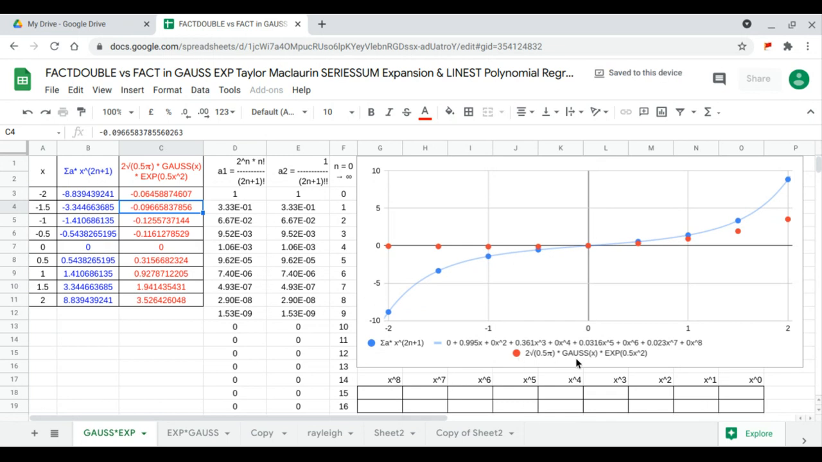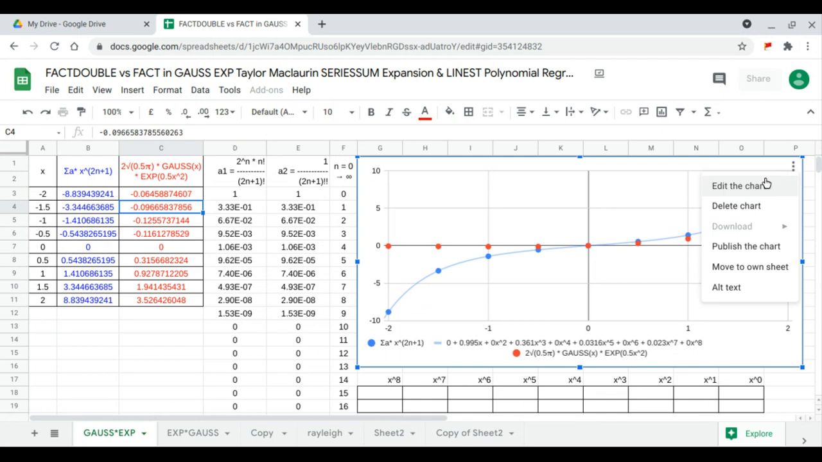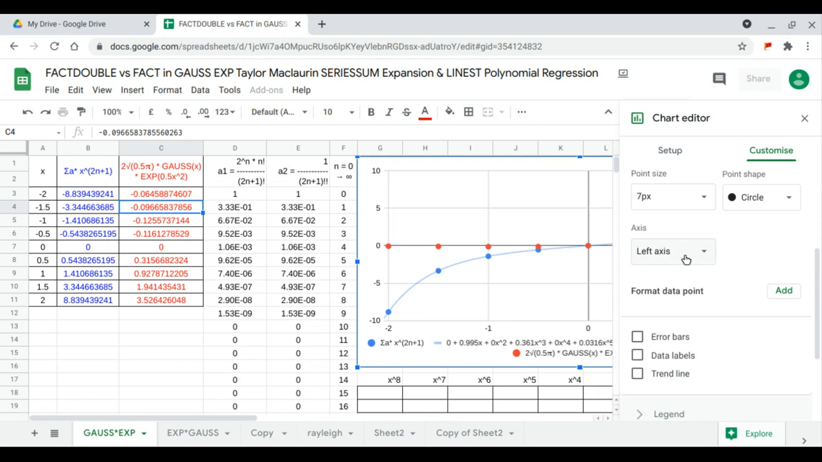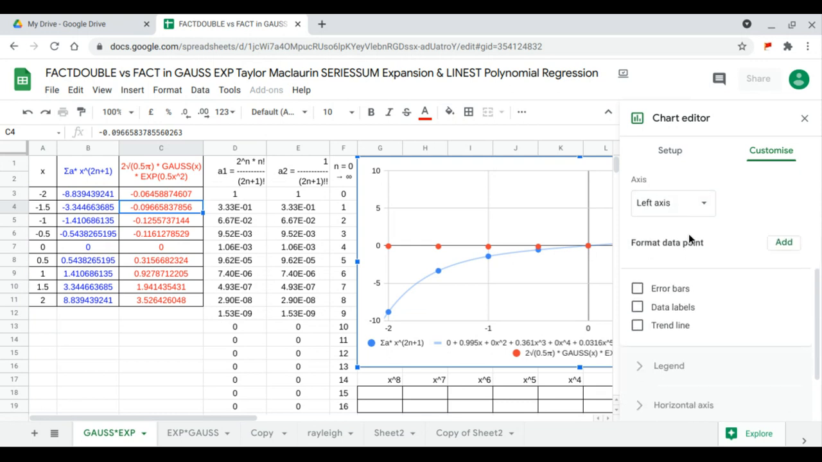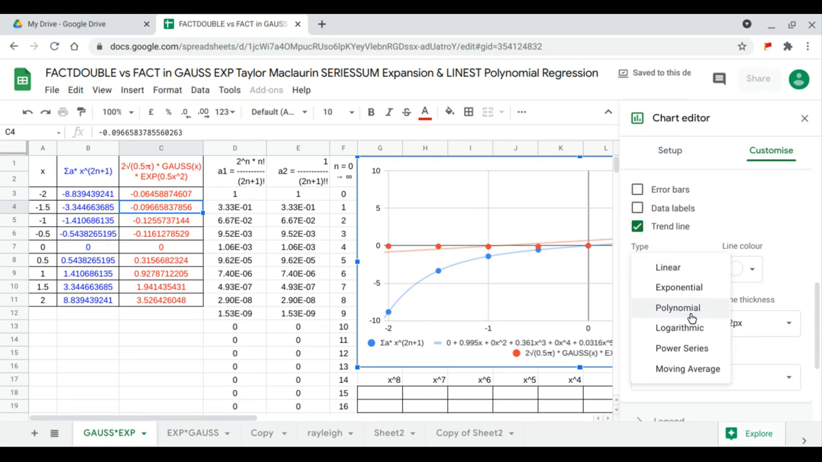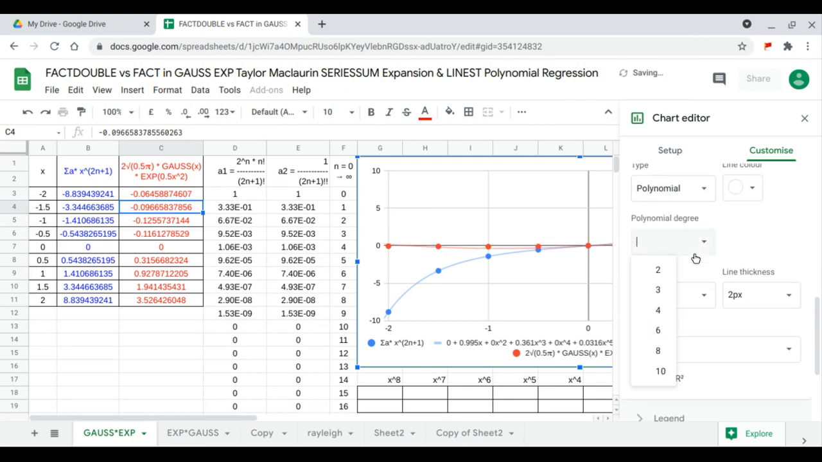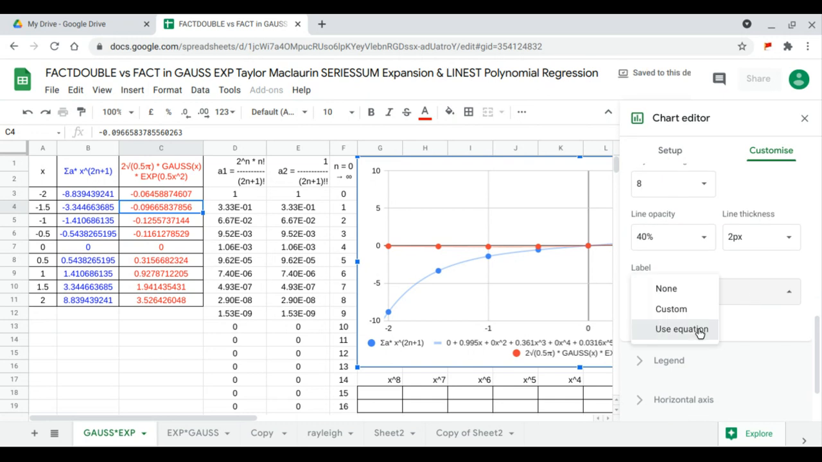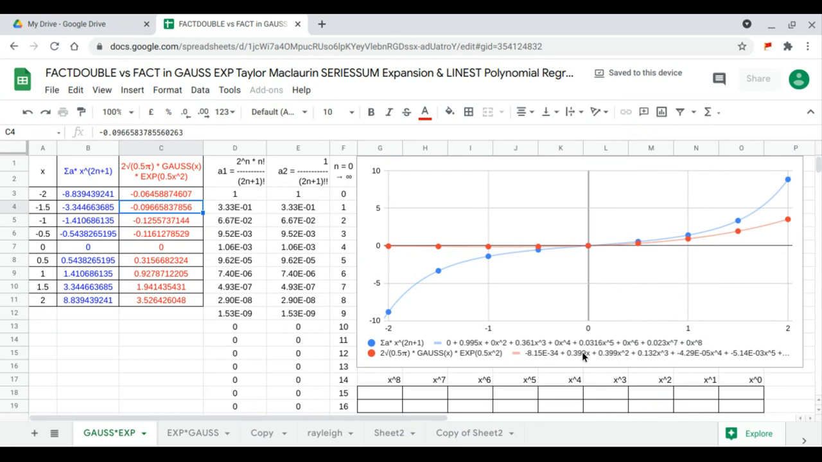Now we have to show the equation here and the trend line as well. So edit chart, series, trend line, polynomial to the 8th degree. Use the equation as label. And here you have the trend line as well.